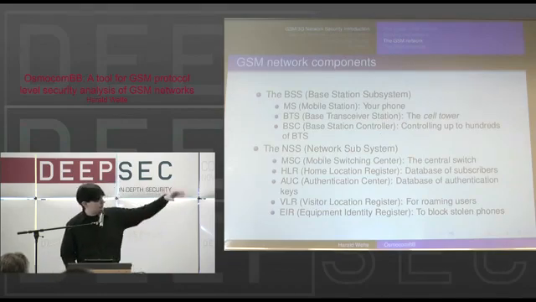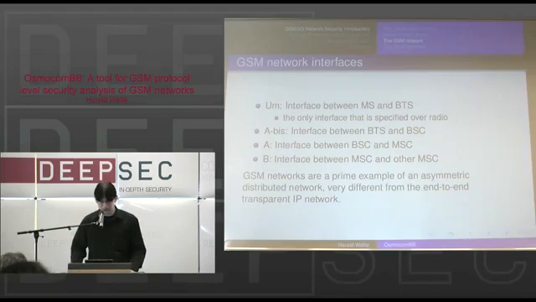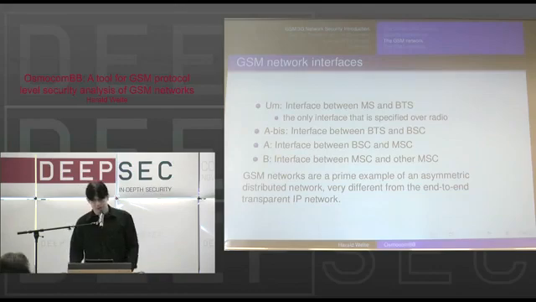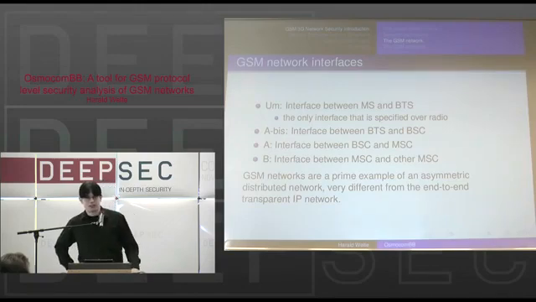The names of the individual components, I'm going to skip them. You can check them out at some later point. The interface that we are talking about here really is the interface between the telephone, MS means mobile station, it's not Microsoft, and the base transceiver station, the BTS. This is the antenna and the transceiver associated with it.